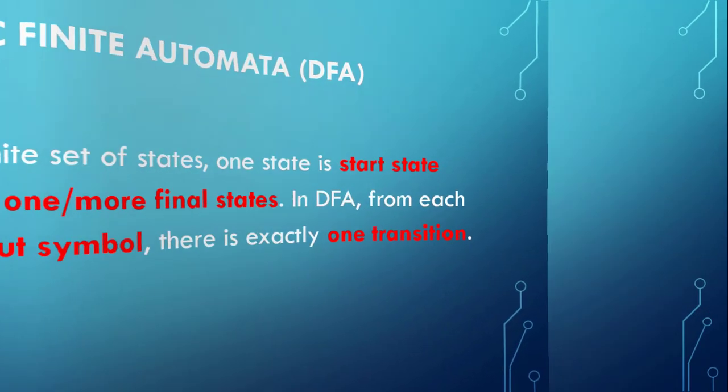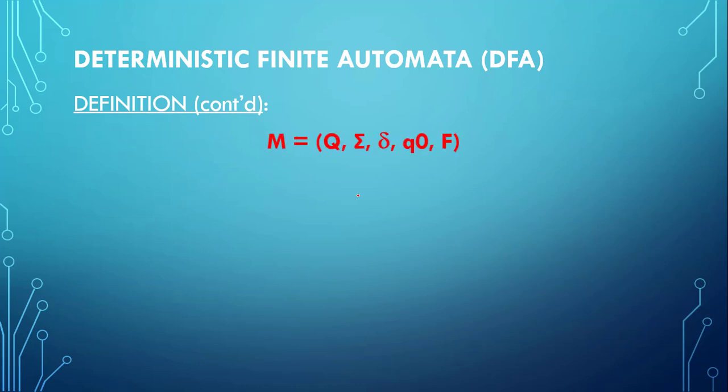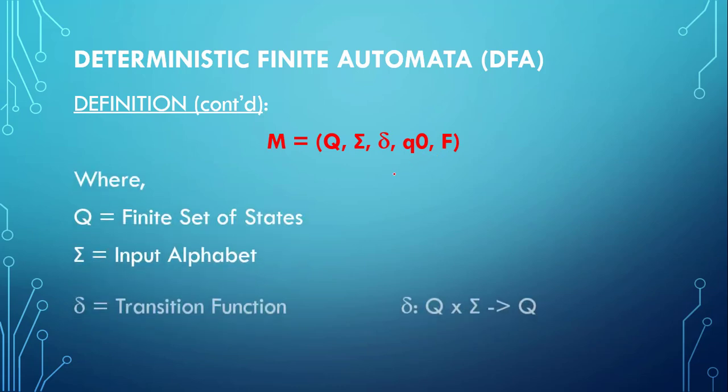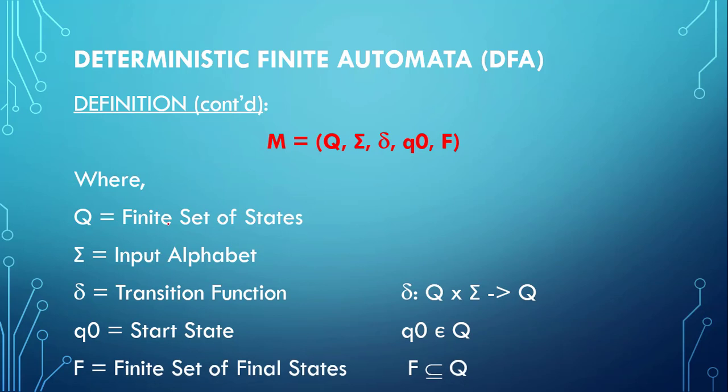So let us see the mathematical model of our DFA. So M says Q, sigma, delta, Q0 and F. Let us see what each of these symbols is going to represent in our mathematical model. So here Q is representing finite set of states, sigma is representing input alphabet, delta is representing transition function which is defined as Q cross input giving us next state. Q0 is start state, that is Q0 belongs to Q, and F is finite set of final states, that is F will be a subset of Q.